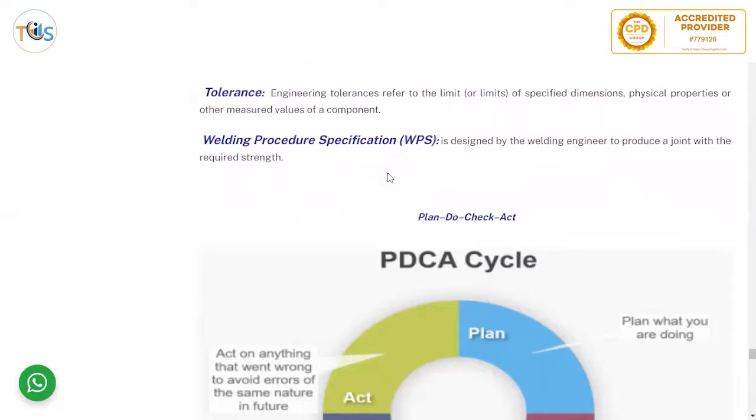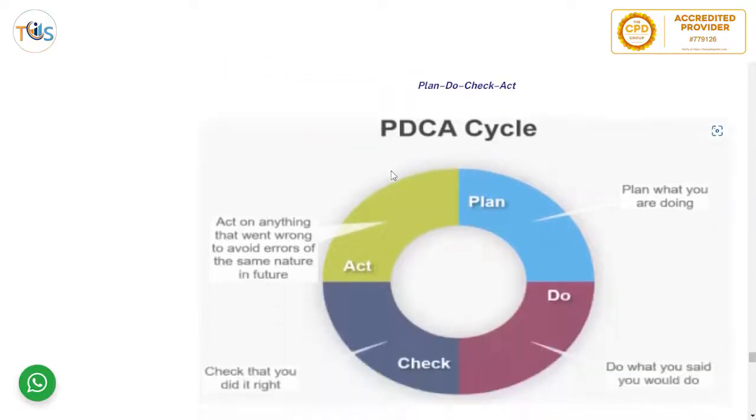Tolerance is engineering tolerance referring to limits of specified dimensions, physical properties, or other measured values of components. And the welding procedure specification is designed by a welding engineer to produce a joint with the required strength. This cycle is extensively used in many industries, and it's the plan, do, check, act cycle, PDCA.